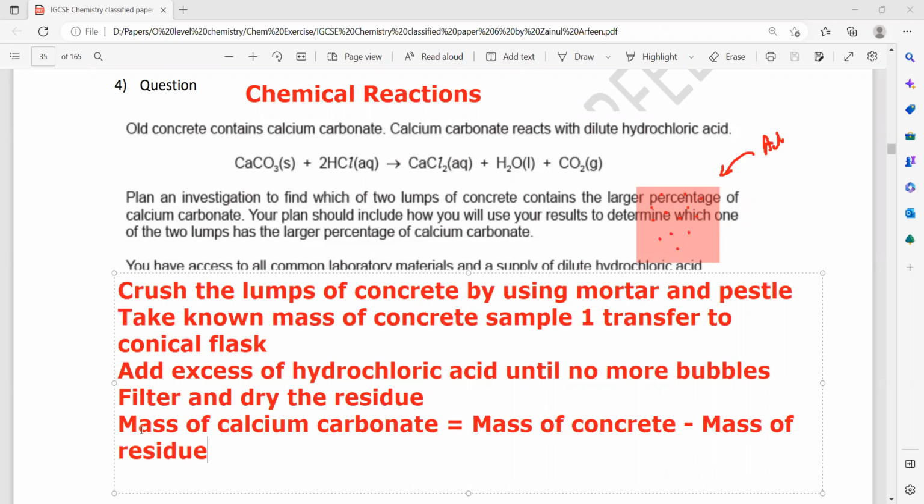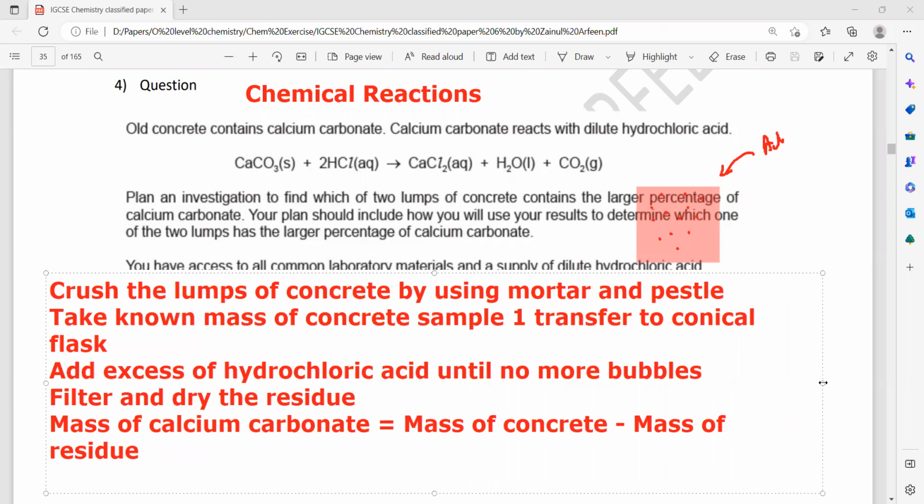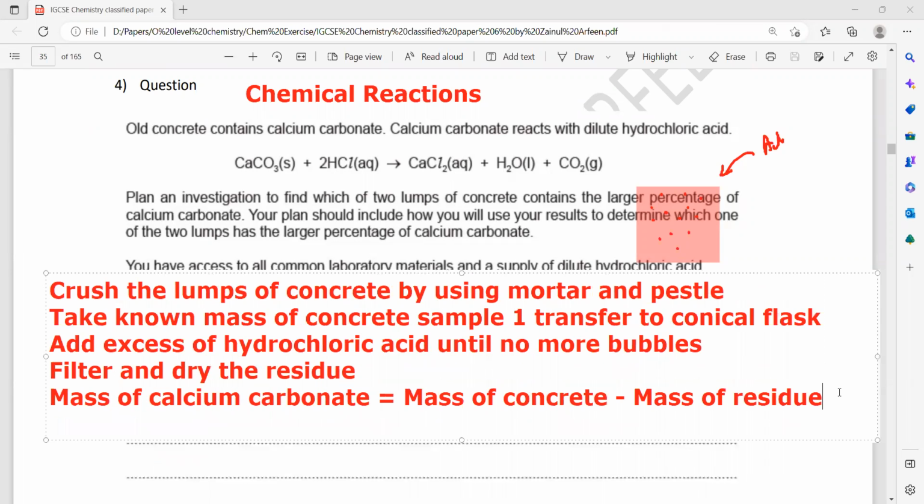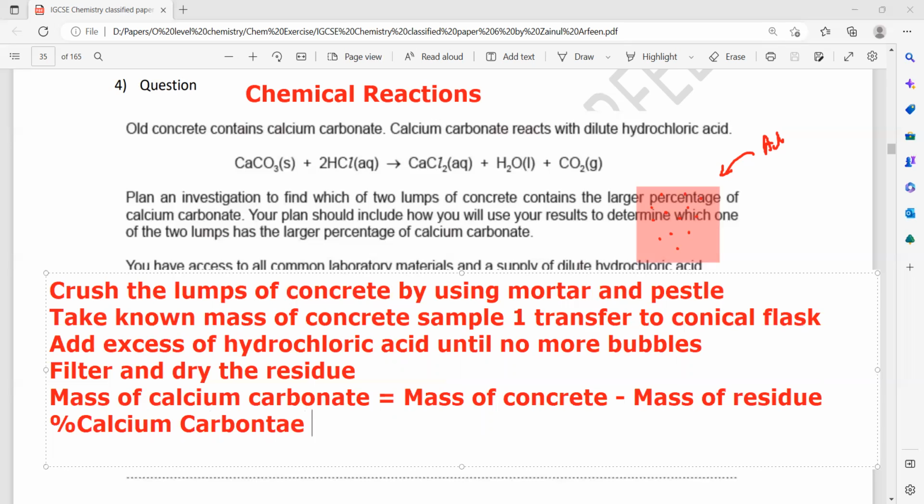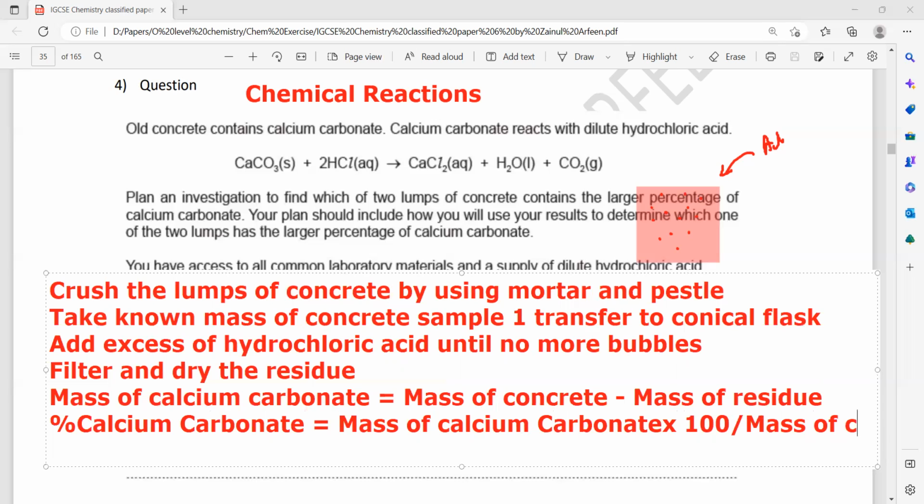And after measuring the mass of calcium carbonate, how do we work out the percentage? The percentage of calcium carbonate equals the mass of calcium carbonate times 100 divided by the mass of concrete.